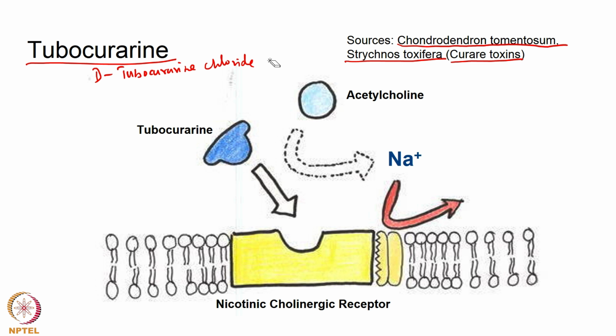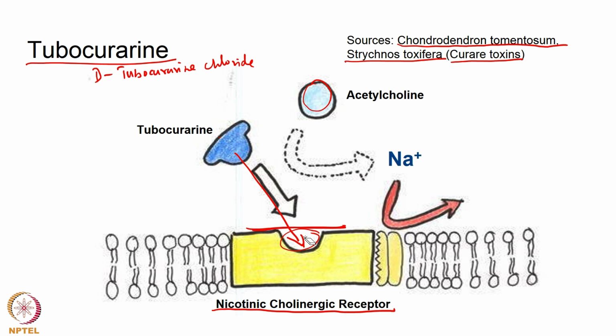What this does is this competes with acetylcholine for space in the nicotinic cholinergic receptor. Basically, it blocks the nicotinic cholinergic receptor from accepting any more acetylcholine. So, when an acetylcholine molecule reaches this point, it cannot attach because tubocurarine has already attached. Because of this, acetylcholine will remain in the synaptic cleft.